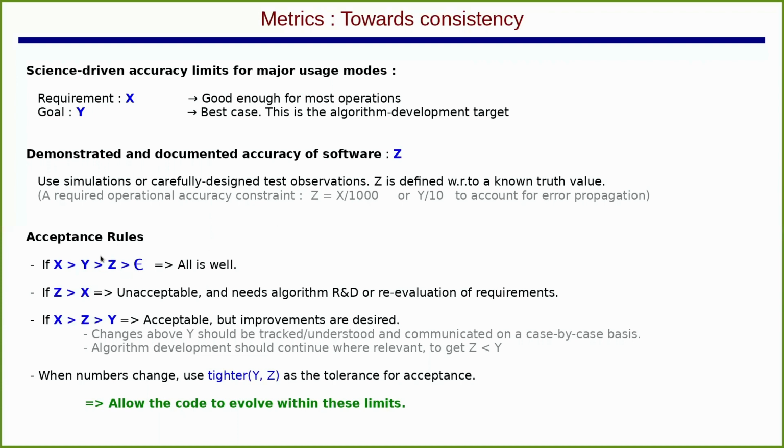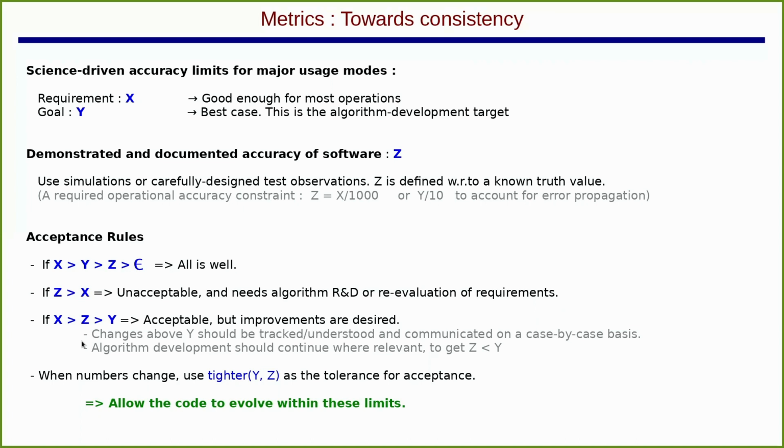If, of course, your documented spec of the software is tighter than what's required for both the requirement and goals for the science, and this is clearly above the numerical precision level of your machines, then all is well. If, however, what your software can demonstrate is larger than, the errors are larger than what you need for any science, of course, that's unacceptable, and it needs algorithm R&D or a reevaluation of the requirements.